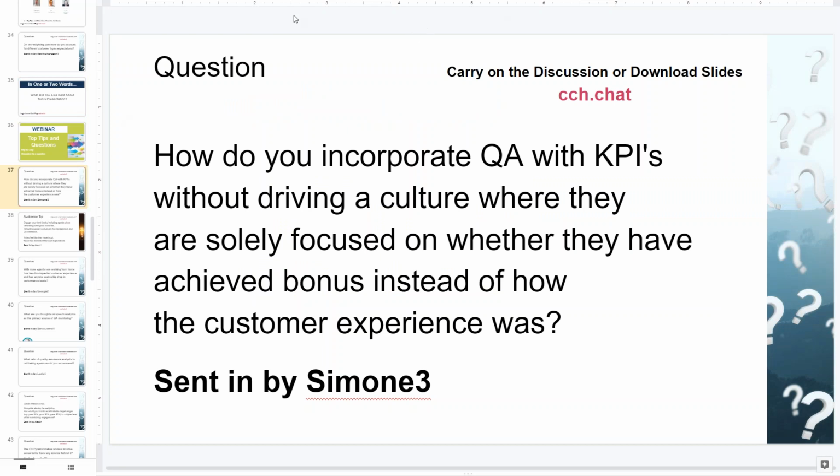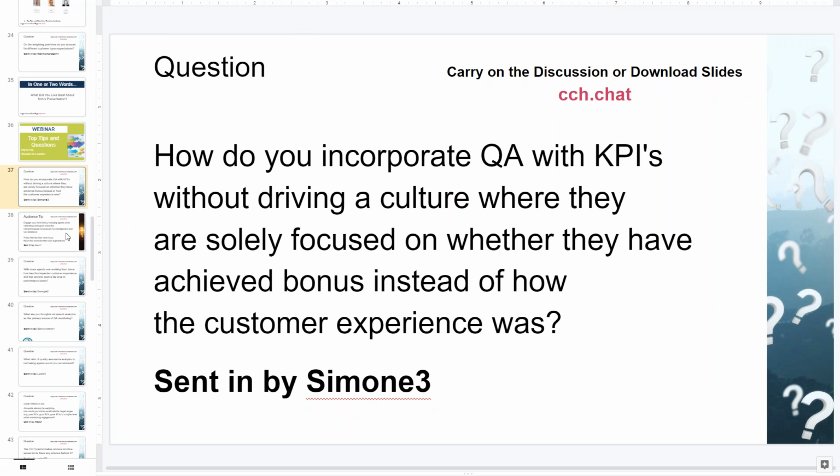So Simone said, how do you incorporate QAs with KPIs without driving a culture where they're solely focused on whether they've achieved bonus instead of how the customer experience was? Daniel, I don't know if you've got a quick answer to this. I'm just trying to decipher it a little bit. Okay. Do we want to hand it over quickly to Tom, or should we move on?